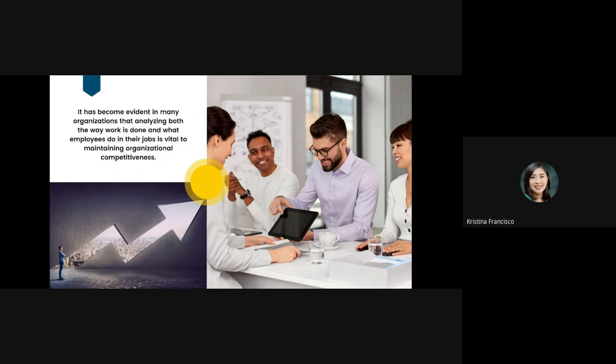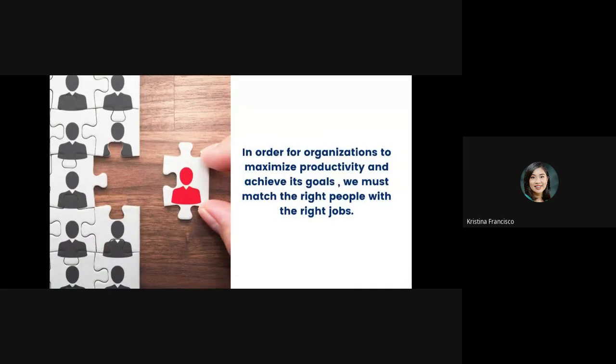Analyzing how work is done and what employees do is essential for maintaining competitiveness. To maximize productivity and achieve goals, it's important to match the right people with the right job. Mismatched workers lead to low satisfaction, absenteeism, and reduced productivity. With that, effective job matching begins by identifying roles and qualifications. And this process involves understanding the organization's structure and workflow, defining tasks, and designing jobs based on priorities. Organizational structure directly influences workflow and job design.